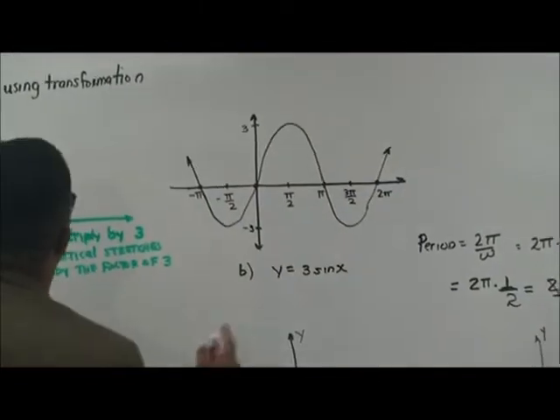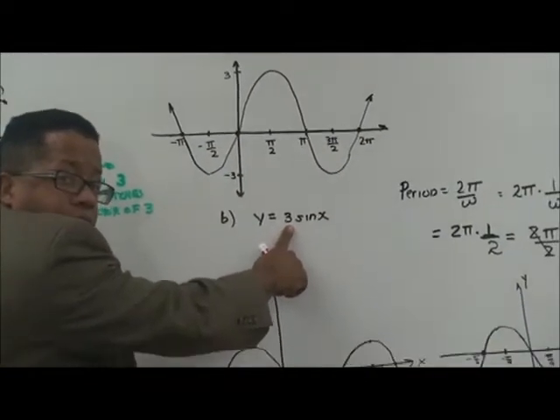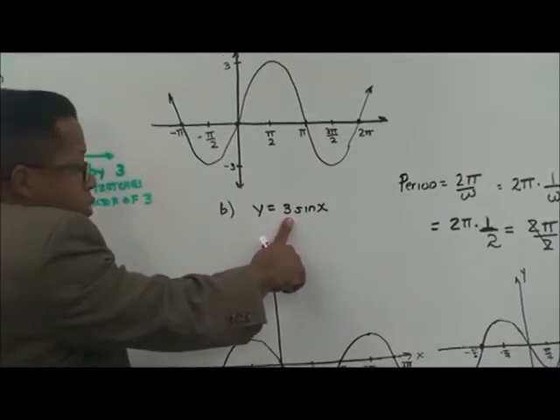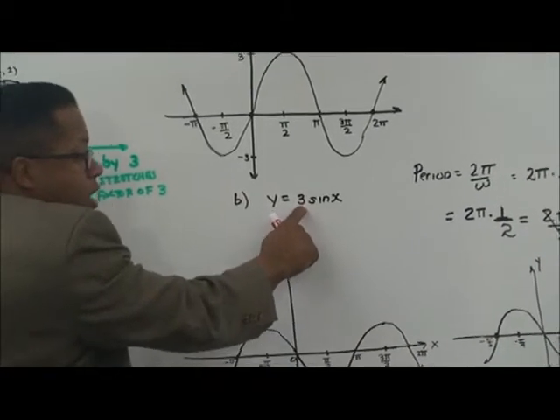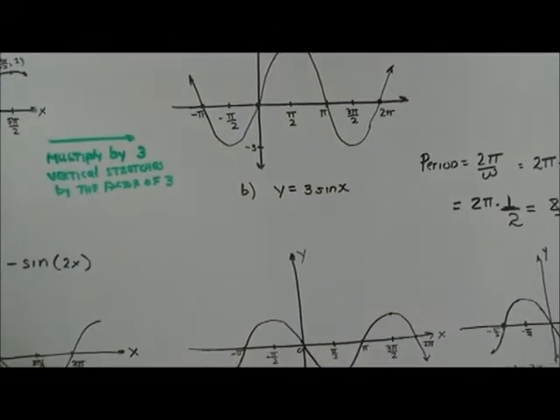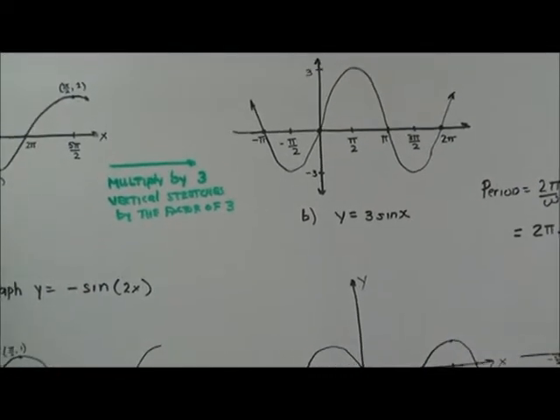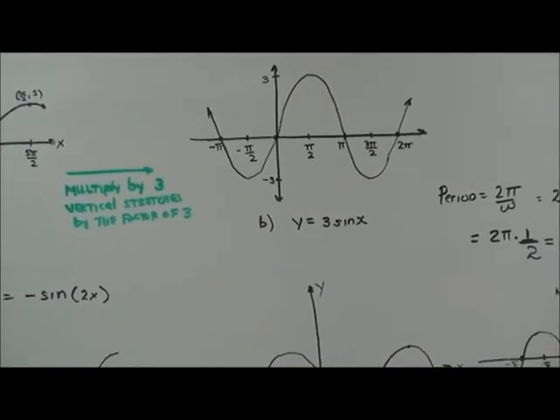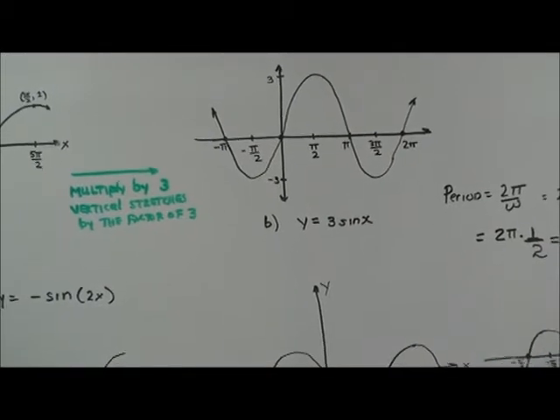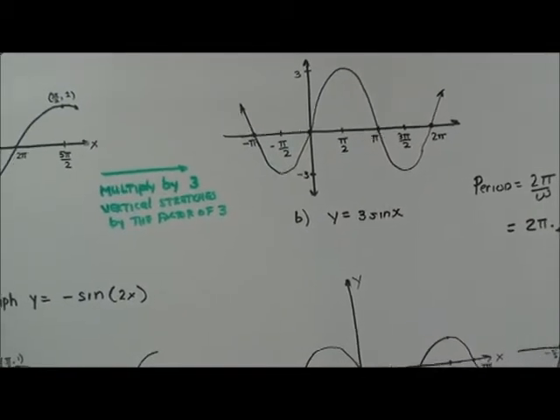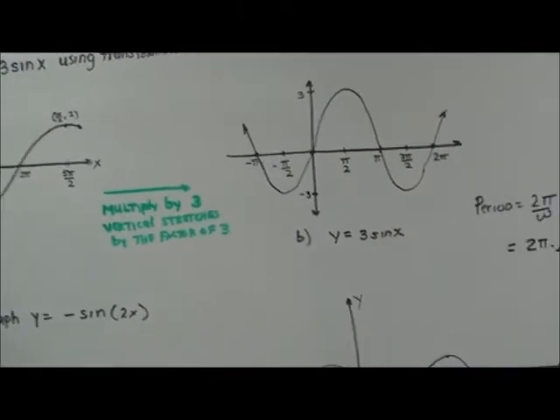Positive 3 in this case, because here's the value of a, remember? We talked about that formula briefly. So that 3 is the amplitude of this function. So, again, multiplying by 3 causes a vertical stretch, because the factor 3 is being multiplied there.